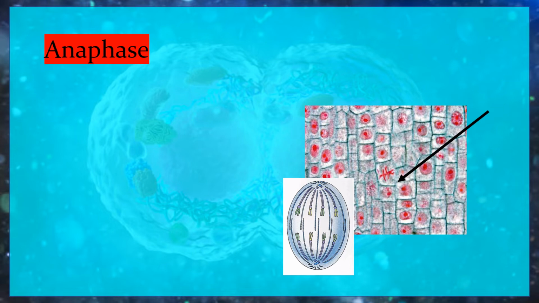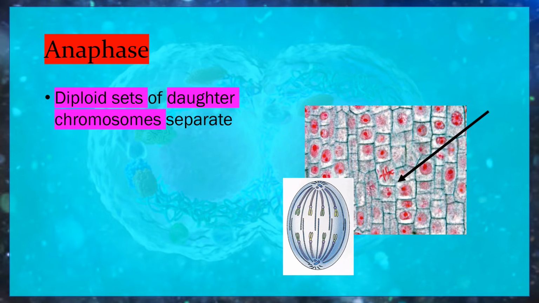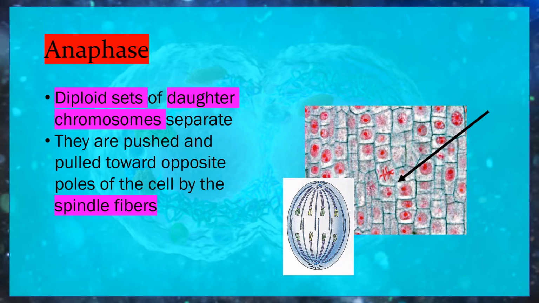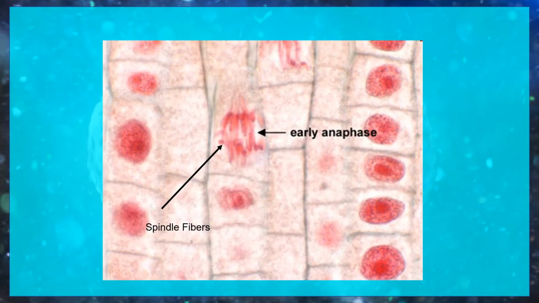Anaphase. This is where the diploid set of daughter chromosomes separate. They are pushed and pulled toward the opposite poles of the cell by those spindle fibers. Here we can see an early anaphase where they're being pushed and pulled apart to the poles of the cell.